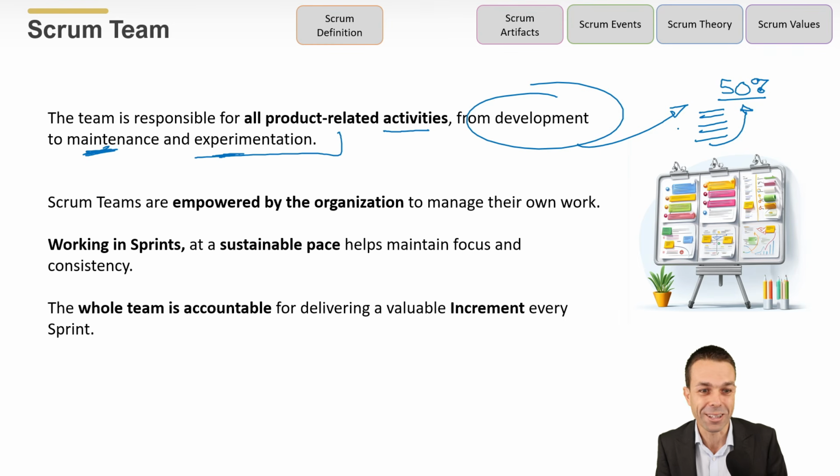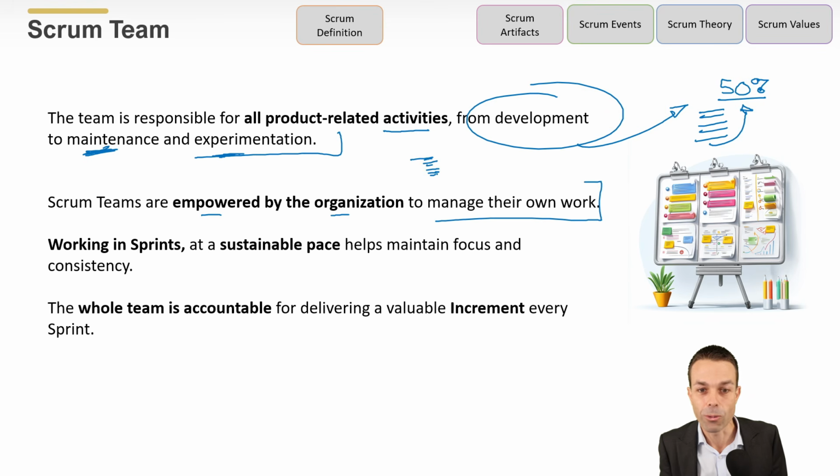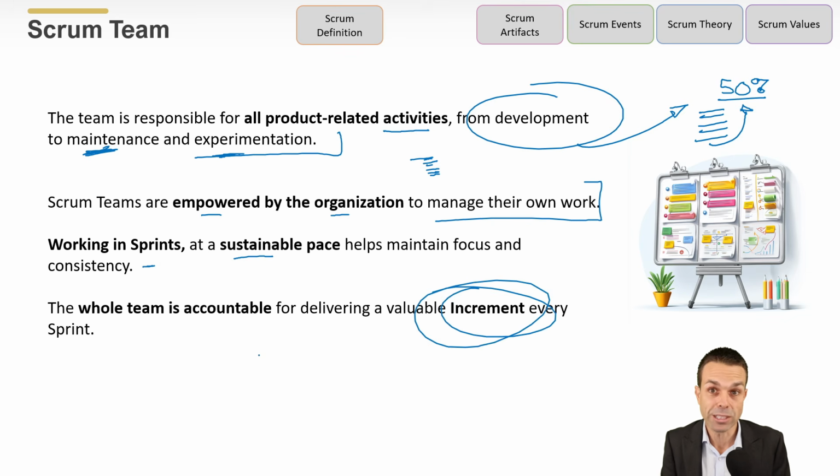Okay, what else have we got here? Scrum teams are empowered by the organization to manage their own work. They don't have executives looking over their shoulder saying, oh no, you need to do it this way, you need to do it that way. They manage their own work. Working in sprints at a sustainable pace helps maintain focus and consistency, and the whole team is accountable for delivering a valuable increment every sprint.